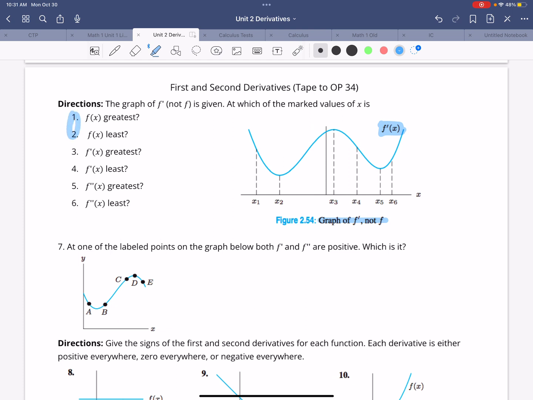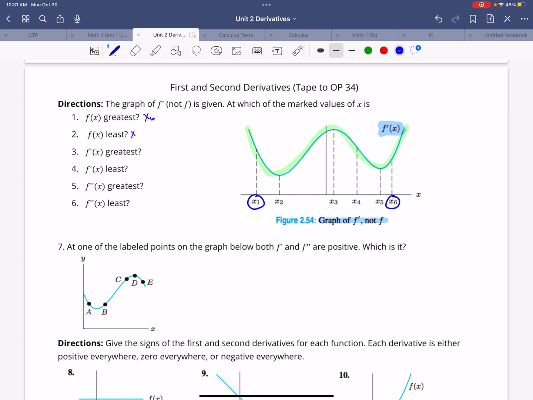So my first two questions have to do with f of x. I don't know what f of x looks like, but what I do know is that the first derivative is always positive, and if the first derivative is always positive, that means that the function f is going to be increasing over that interval. So wherever I start at x sub 1, I'm going to continue to increase, which would make x sub 6 the greatest value.